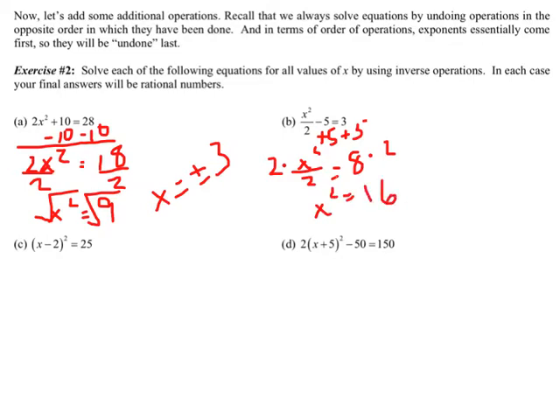Now I'm ready to undo the square part last. Take the square root of both sides, and you will get x equals, remember, plus or minus, because I'm taking the square root, the square root of 16 is 4.